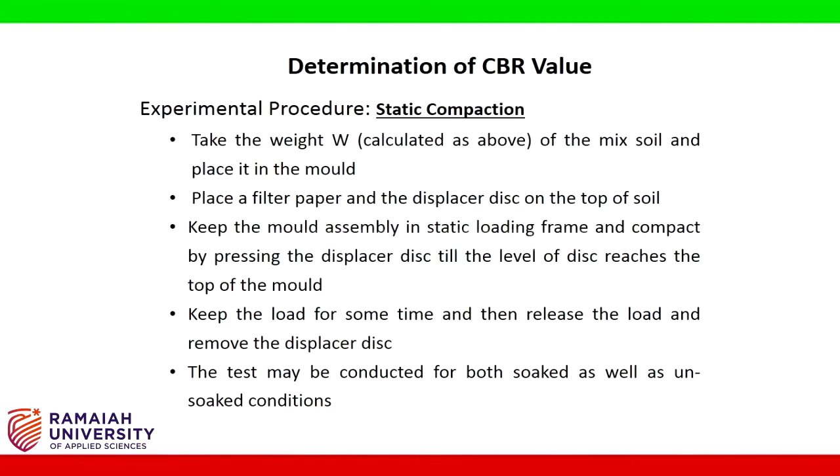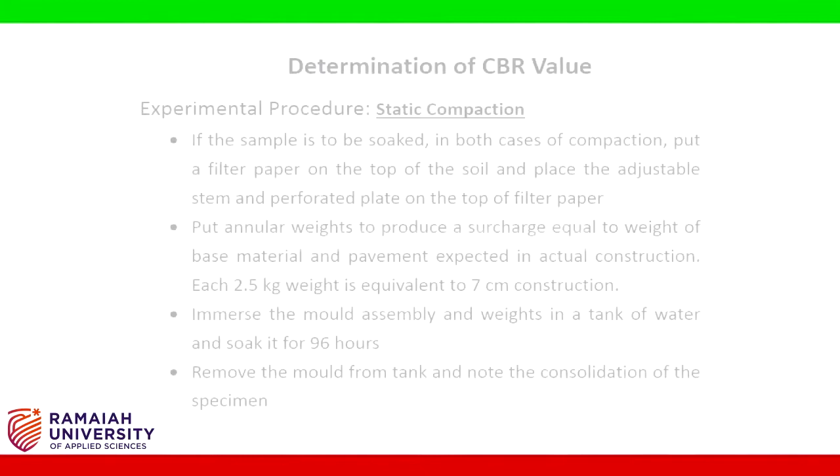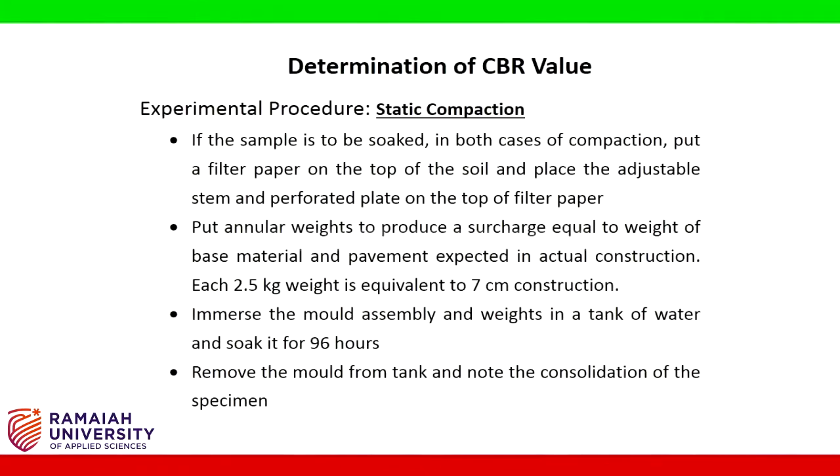The test may be conducted for both soaked as well as unsoaked conditions. If the sample is to be soaked, in both cases of compaction, put a filter paper on the top of the soil and place the adjustable stem and perforated plate on the top of filter paper. Put annular weights to produce a surcharge equal to weight of base material and pavement expected in actual construction. Each 2.5 kg weight is equivalent to 7 cm construction.